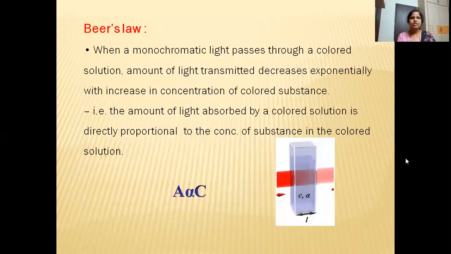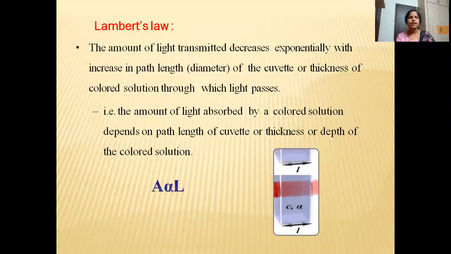According to Beer's law, in the last class we have seen the derivation part. The relation that we have to remember is that the absorbance of the light is directly proportional to the concentration of the sample solution. So A is directly proportional to C. As the concentration of the solution increases, the absorbance also increases. Then according to Lambert's law, the absorbance is directly proportional to the path length of the tube. So as the path length increases, the absorbance also increases.